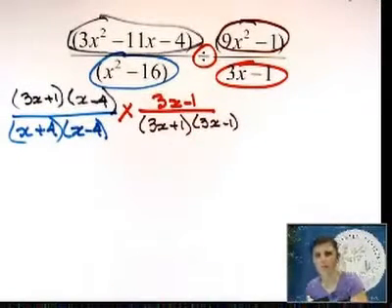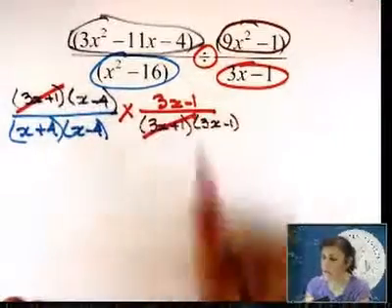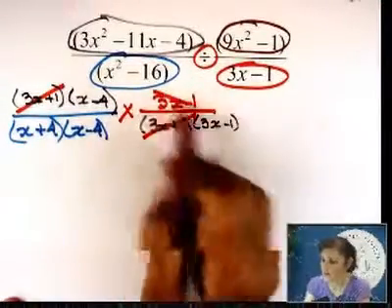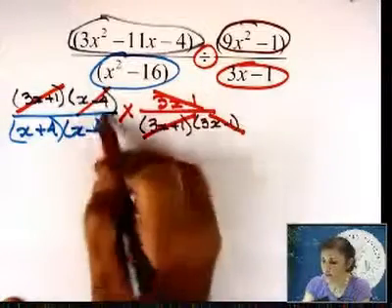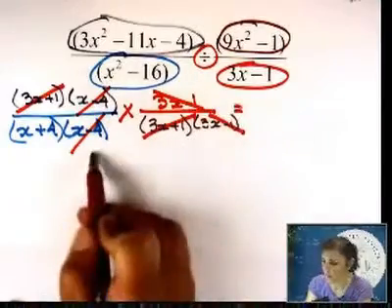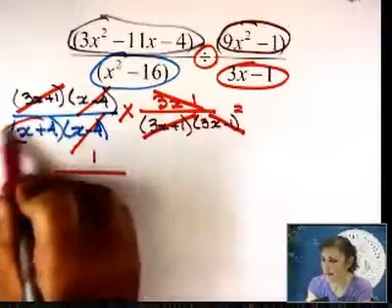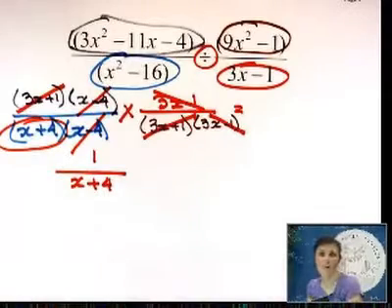Now it's time for me to cross them out. 3x plus 1 with 3x plus 1. 3x minus 1 with 3x minus 1. X minus 4 with x minus 4. And what do I have left? I have a 1 on top, and then x plus 4 at the bottom. And this is as far as I can go.